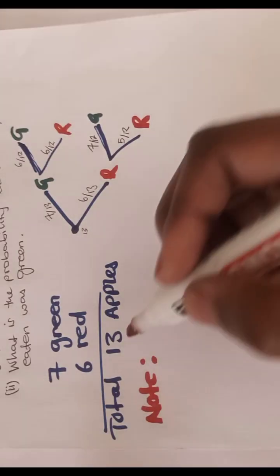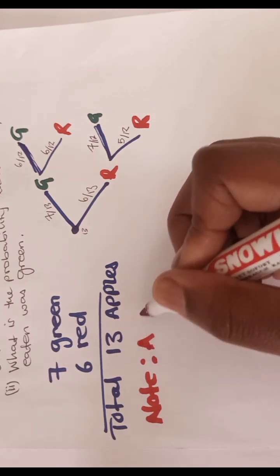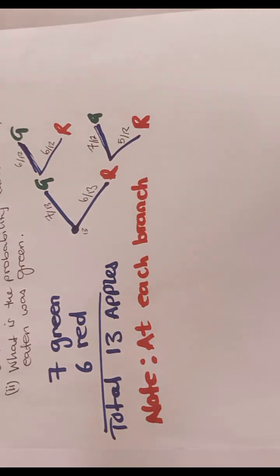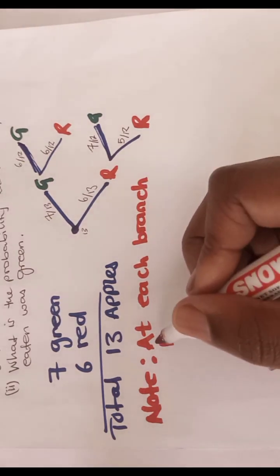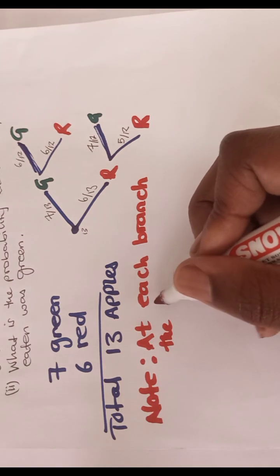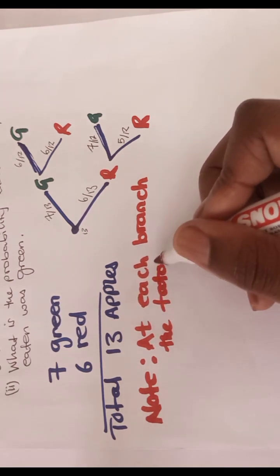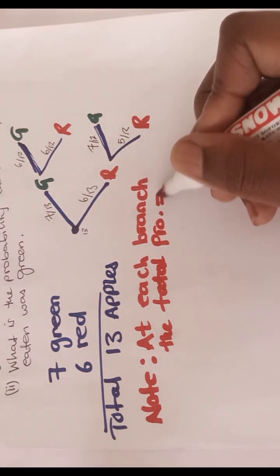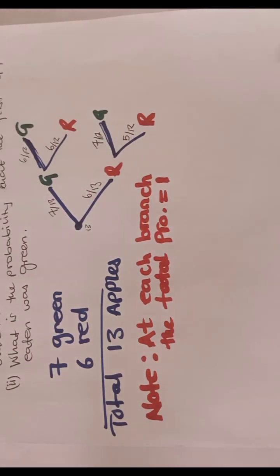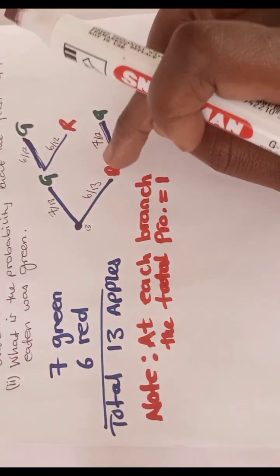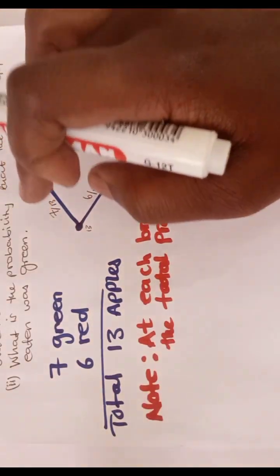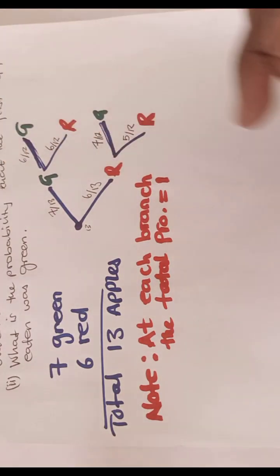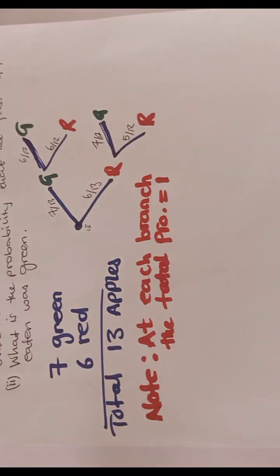Note that at each branch, the total probability should add up to 1. For example, in the first branch, 7 over 13 plus 6 over 13 should give you 1. Half plus half should give you 1. 7 over 12 plus 5 over 12 should give you 1 as well.